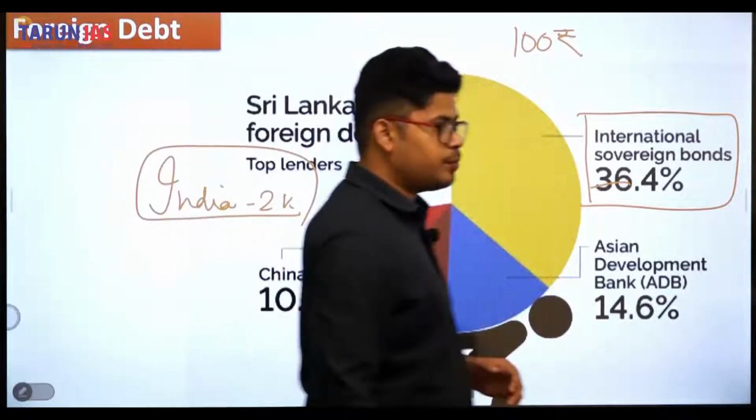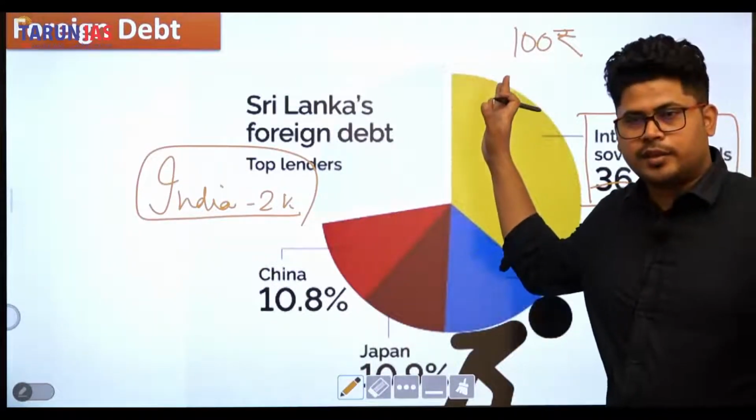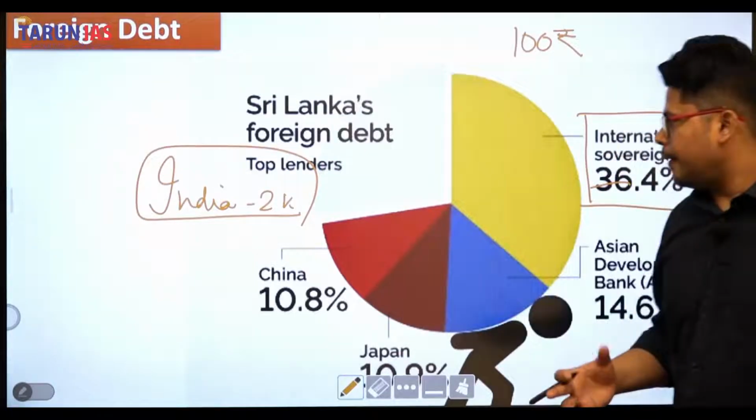That means Sri Lanka has to pay a loan of around rupees 2 if they have a total loan of rupees 100 to India. Okay, India is also a major player in this.